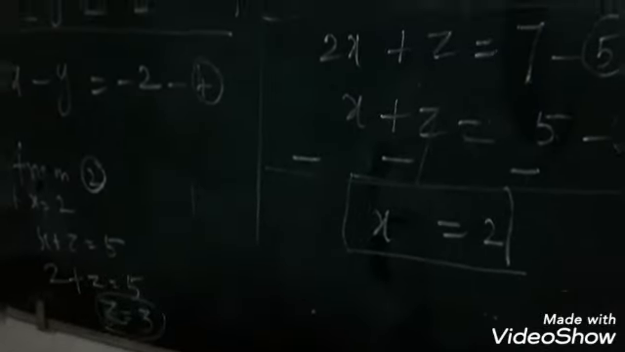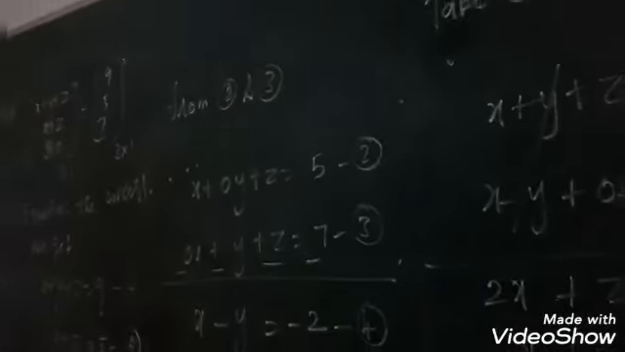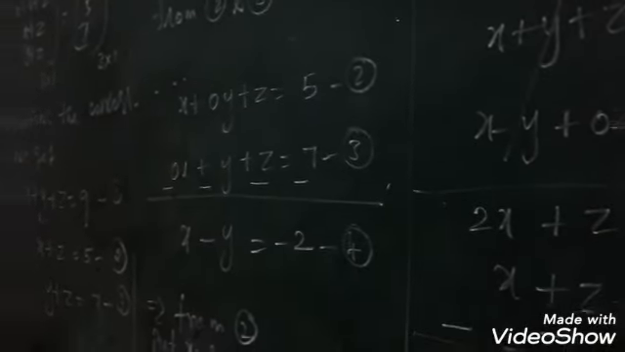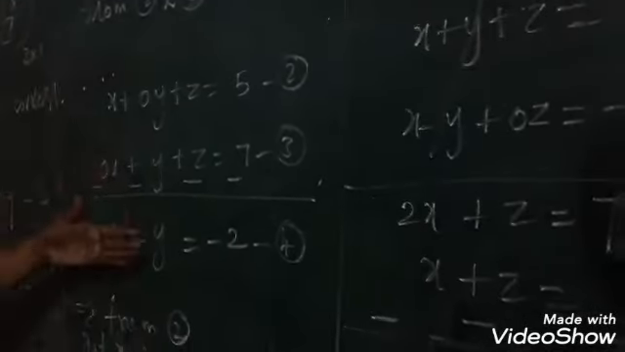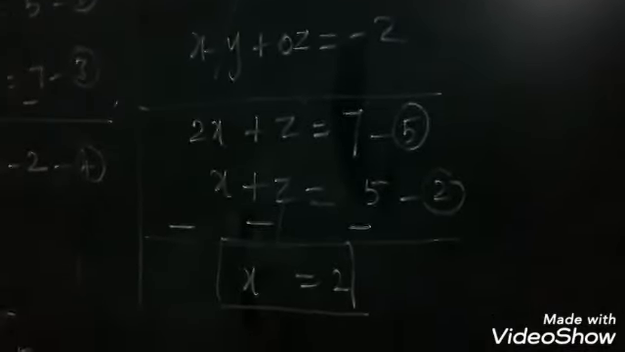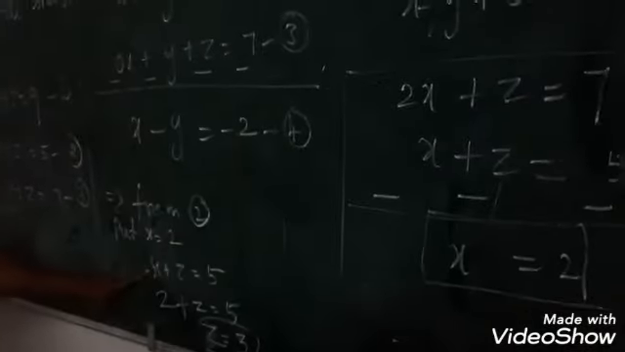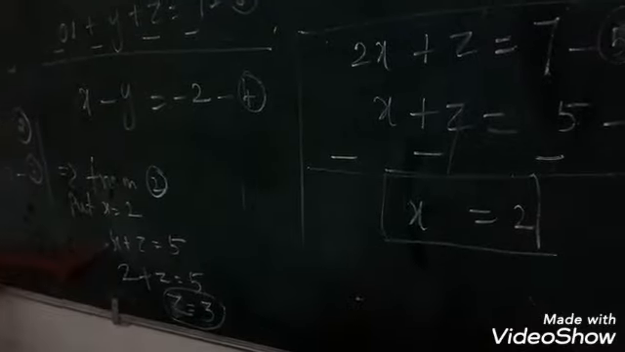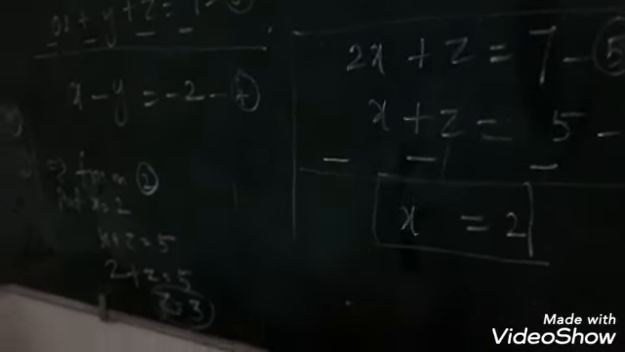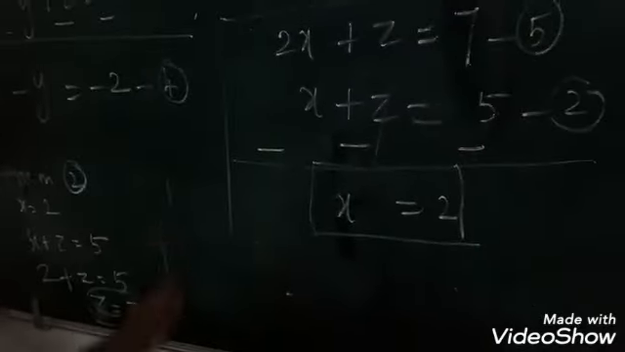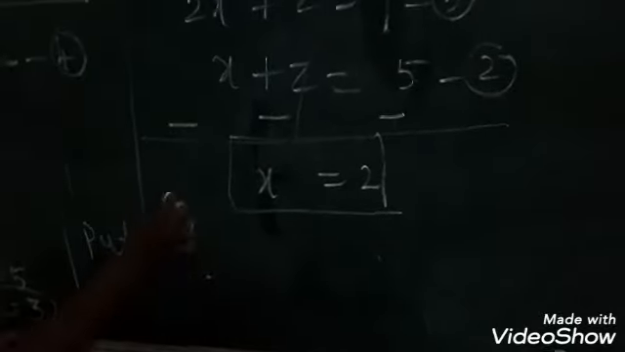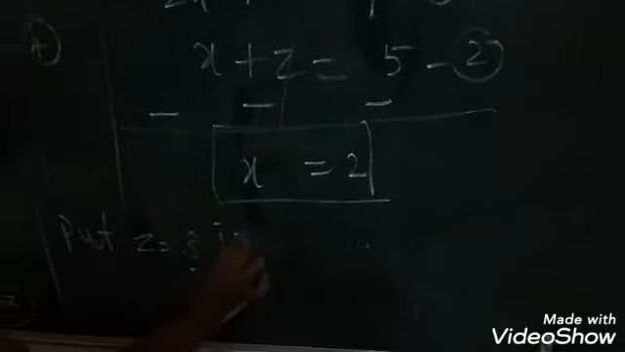Okay girls, have you all understood the steps? First we have to eliminate among the 3 equations, the 3 variables given, so that I am eliminating one by one. At last I get x is equal to 2. Then afterwards I put x is equal to 2 in equation number 2, so I got z is equal to 3. Now we need the y value. So put z is equal to 3 in equation number 3.